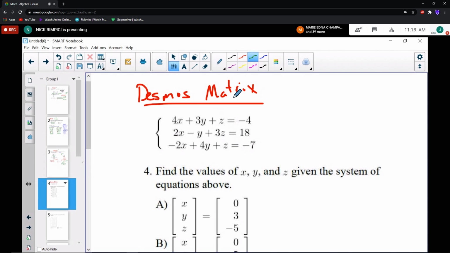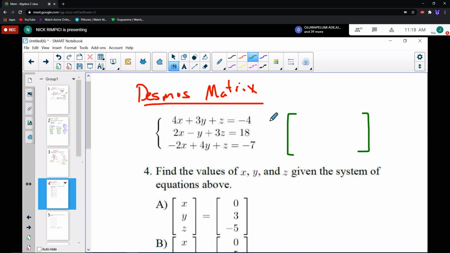Before you do that, you have to make sure everything is in standard form. And I believe that it is. X, Y, Z, constant. Everything has X, Y, and Z. There's nothing missing. It's in the right order. Everything is the way it's supposed to be. So this problem was provided to you in standard form. Thank goodness. So we can go straight to making an augmented matrix.